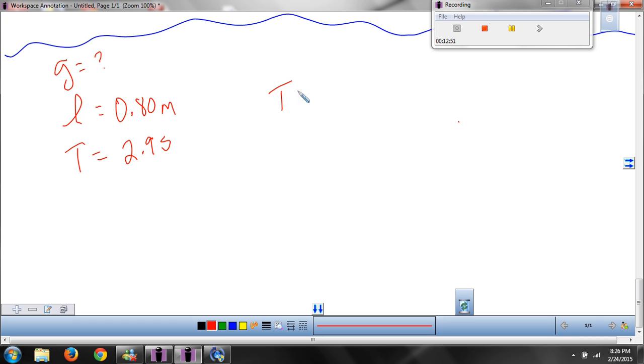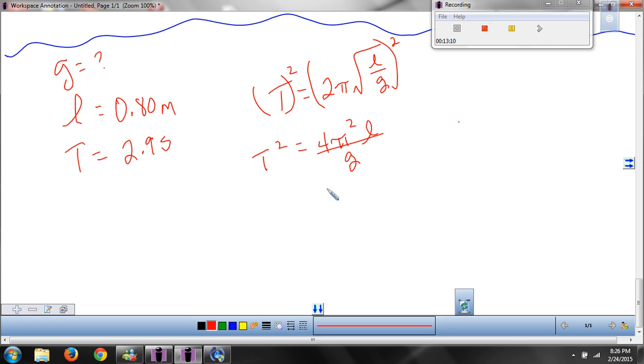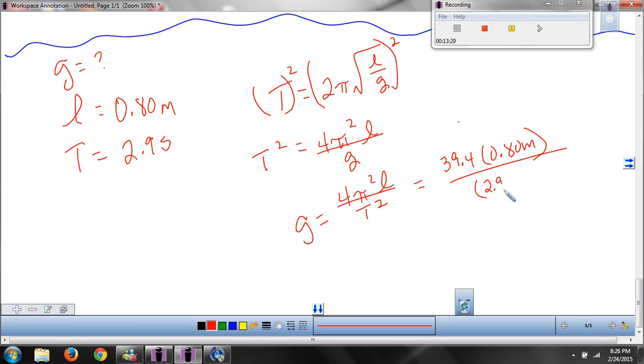Well, you have T is equal to 2 pi square root of L over G, but again, you want to get rid of that radical. So I'm going to get rid of it by squaring both sides. So now I have T squared equals 4 pi squared L over G. Or G is equal to 4 pi squared L over T squared. So now I have 39.4 because that's 4 pi squared. My length is 0.80. And I want to divide that by 2.9 seconds squared.